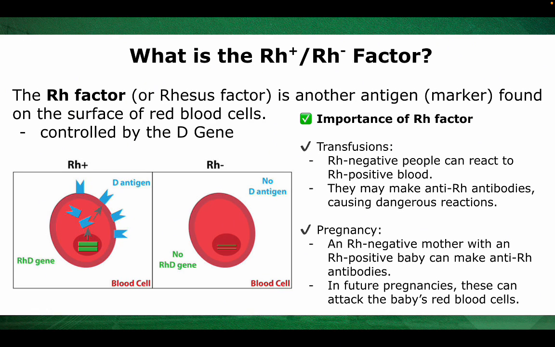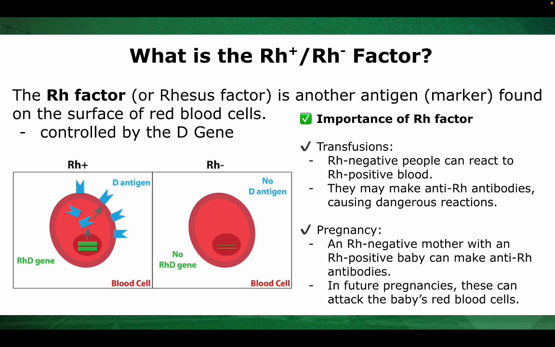So this can cause an immune response. In pregnancy, if an Rh negative mother carries an Rh positive baby, her body might make anti-Rh antibodies. In future pregnancies with another Rh positive baby, these antibodies can cross the placenta and attack the baby's red blood cells, causing hemolytic disease of the newborn. This is why Rh compatibility is checked so carefully in medicine.